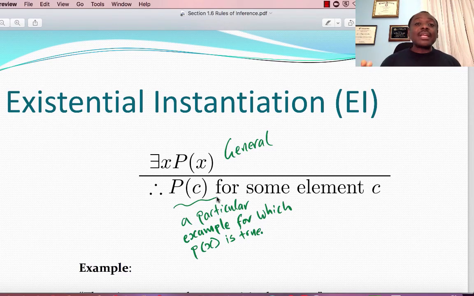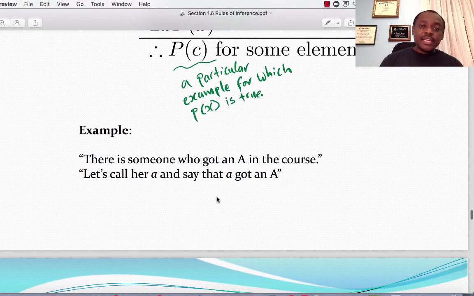There is an honest faculty at Anderson University. Then I know that by the time I run through all the faculty at AU, there's going to be a faculty C that is honest. That is called existential instantiation, EI. There is someone who got an A in the course. Let's call her A and say that A got an A. That was a good one.